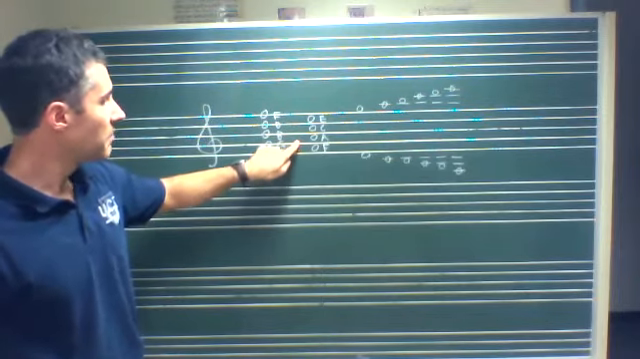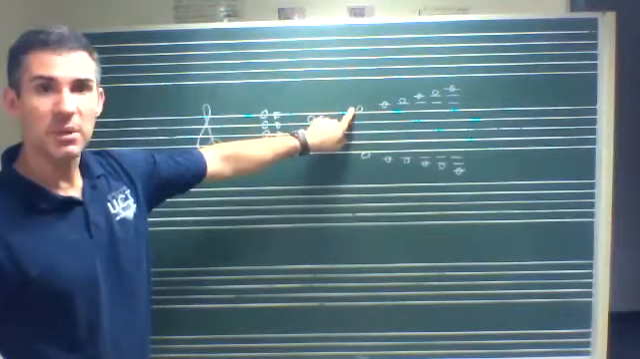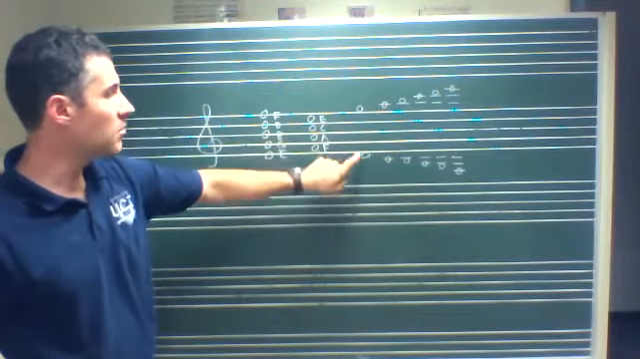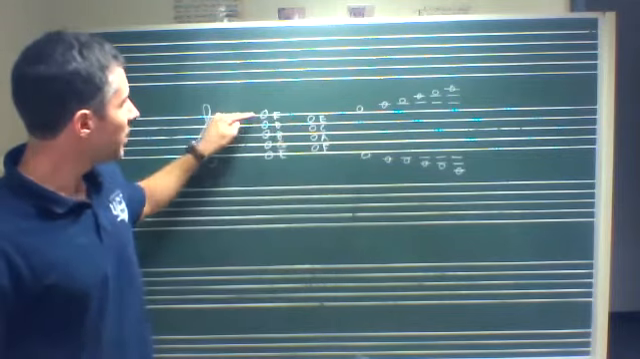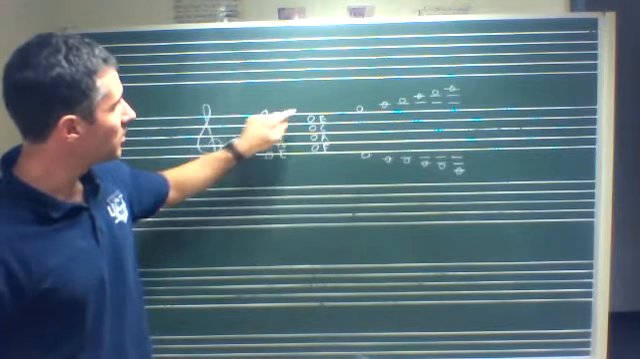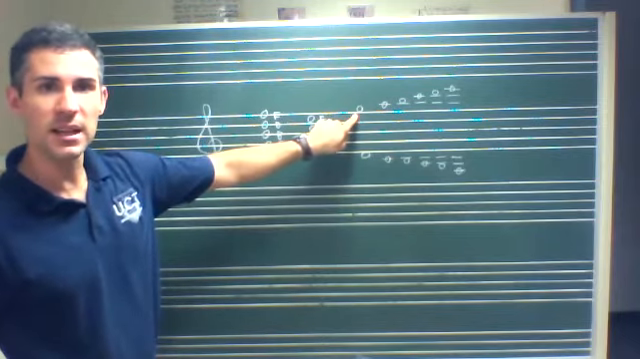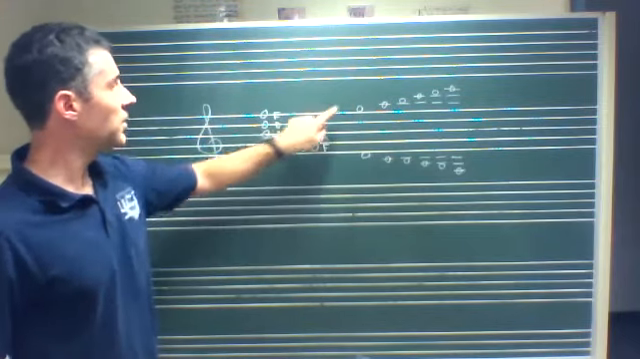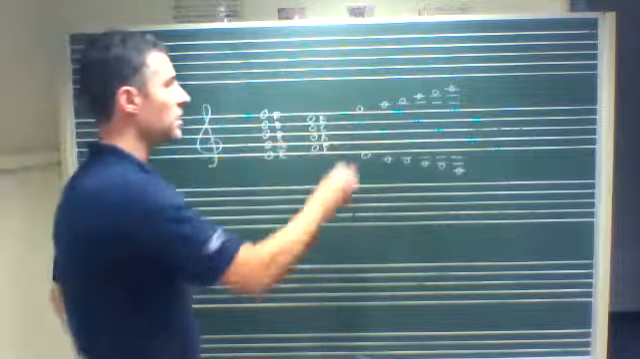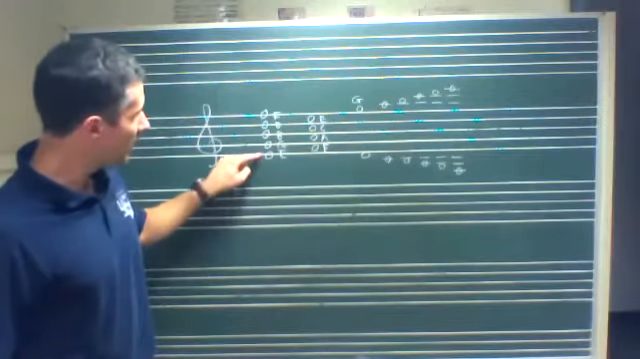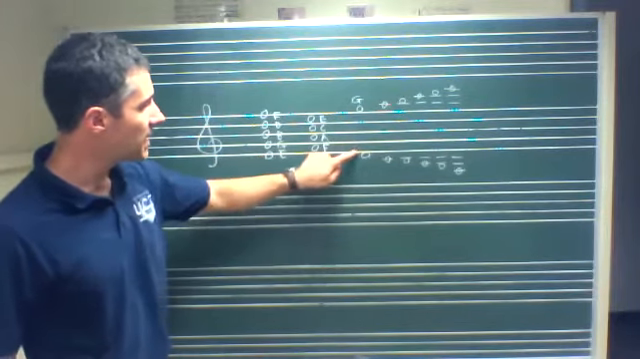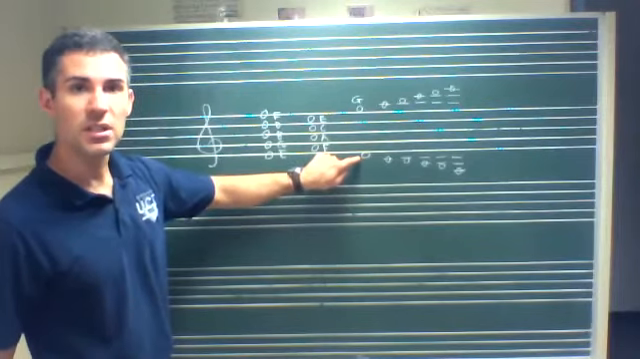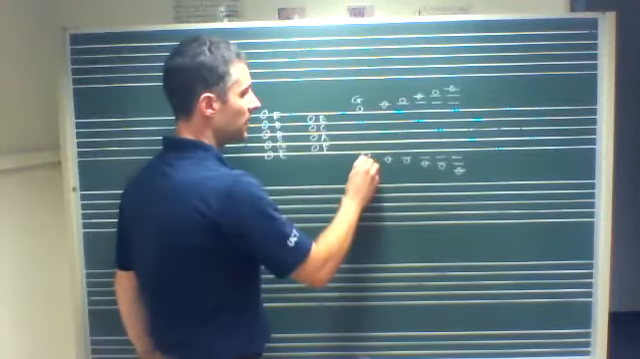But we can go up one more space above and one more space below the stave. If we go up one from the F here, we get to the next space up, G. So this note over here is G. And if we go down one note to the next space down, it's the line E. So this note here is D.